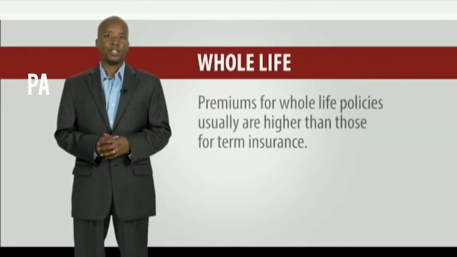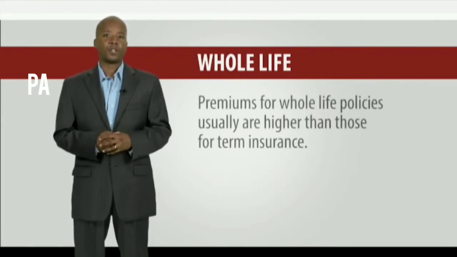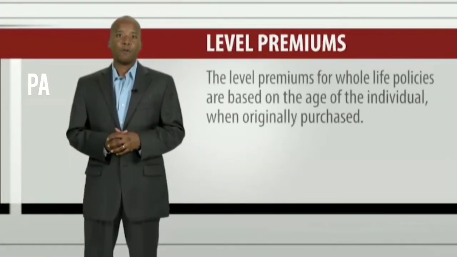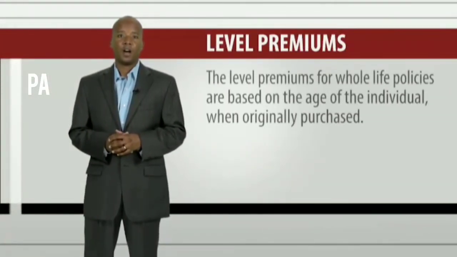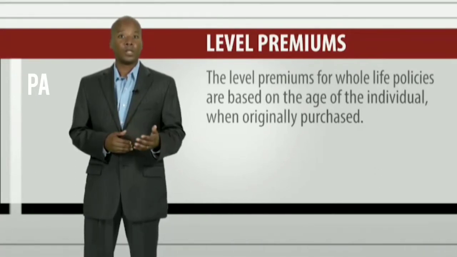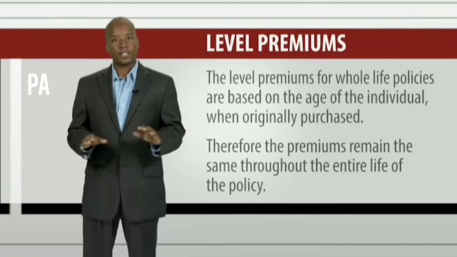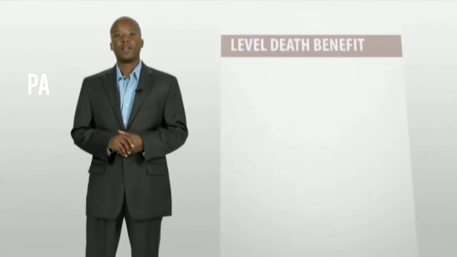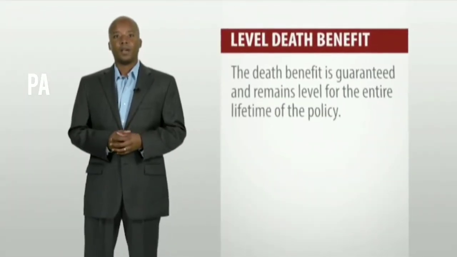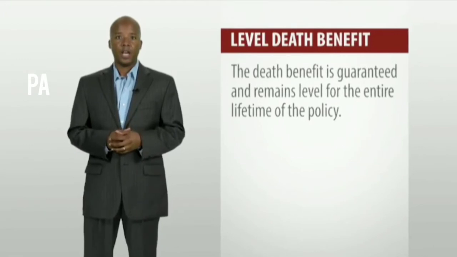Premiums for whole life policies usually are higher than those for term insurance. The following are key characteristics of whole life insurance. Level premiums. The level premiums for whole life policies are based on the age of the individual when originally purchased. Therefore, the premiums remain the same throughout the entire life of the policy. Level death benefit. The death benefit is guaranteed and remains level for the entire lifetime of the policy.